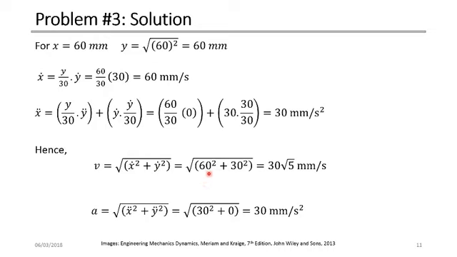The x component squared here is 60. The y component is 30. So the square root of 60 squared plus 30 squared is equal to 30 square root of 5 millimeter per second.